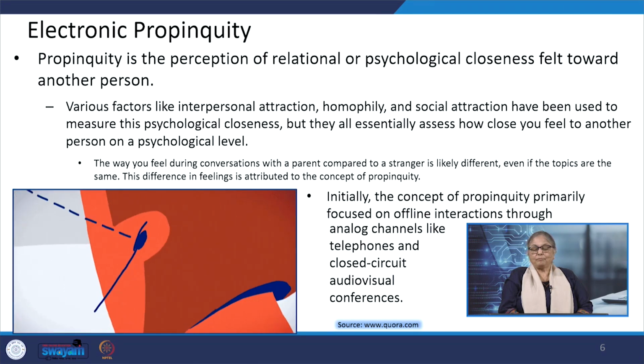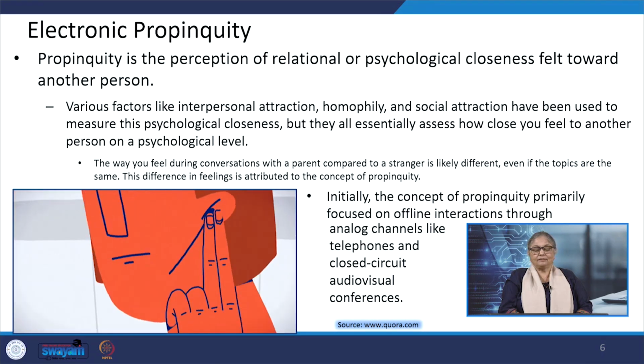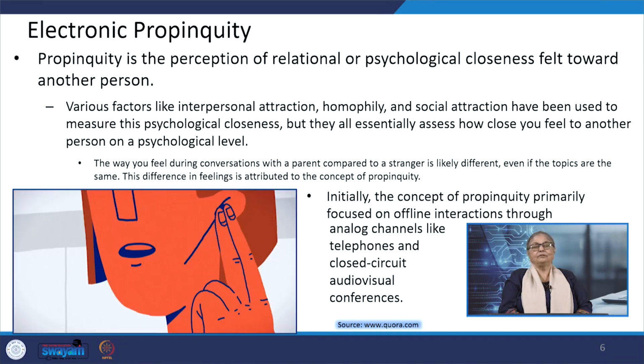Initially, the concept of propinquity primarily focused on offline interactions through analog channels like telephones and closed circuit audiovisual conferences. Research has consistently shown that physical proximity influences interpersonal communication, as we tend to spend more time with those who are closer to us, whether they are friends, colleagues, or family. Earlier, it was interpreted in terms of geographical location only, in terms of physical proximity. Physical distance remains a powerful predictor of interaction, friendship, and influence, even today perhaps.